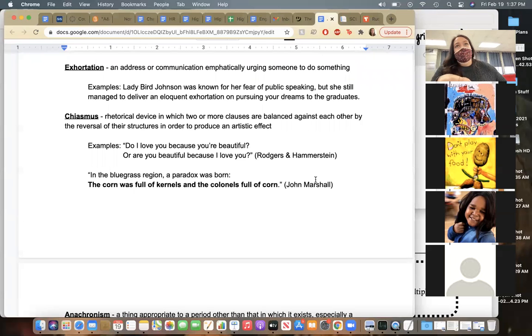My first example here is from Rodgers and Hammerstein's Cinderella, and the version with Brandy has just come to Disney Plus. So if you haven't seen it, you should. It's very good. And Whitney Houston plays the fairy godmother. It's wonderful. But there's a song in it, and the lyrics say, do I love you because you're beautiful, or are you beautiful because I love you? That flipping of the structure.